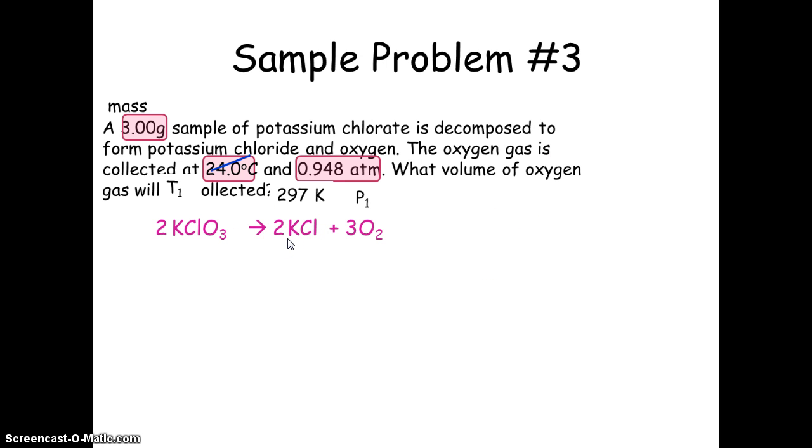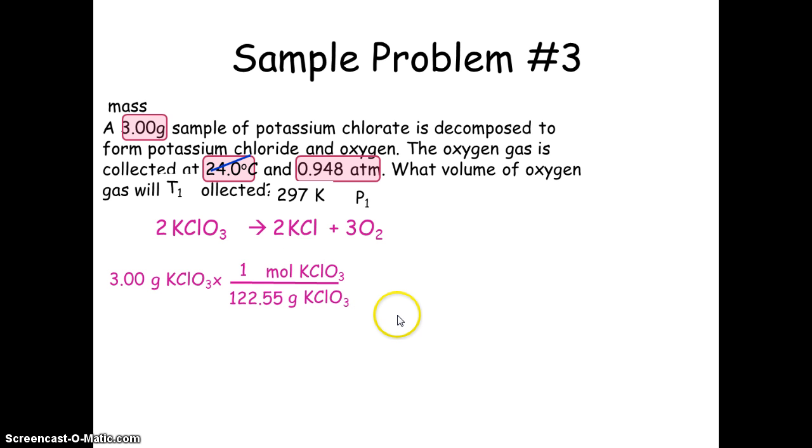Now we can set up our stoichiometry ratio. We want to convert from grams of potassium chlorate to moles of oxygen. So our first step is to go from grams of potassium chlorate to moles of potassium chlorate. So we want to set it up so that 1 mole of potassium chlorate is equal to 122 grams of potassium chlorate, adding up 1 potassium, 1 chlorine, 3 oxygens. Now we've got moles of KClO3.